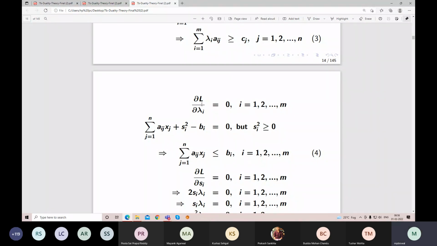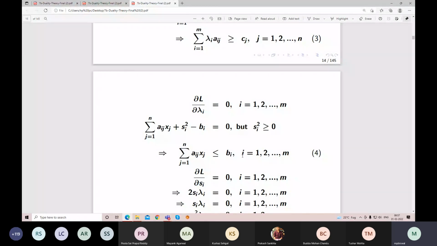m in number, del L by del lambda i equal to 0, i varies from 1 to m. This says summation over j varies from 1 to n, aij xj plus si square minus bi equal to 0. But as I told, this si square is non-negative, so you can remove this. After removing, you will find the original constraint. What are the original constraints? Summation over j varies from 1 to n, aij xj less than or equal to bi.